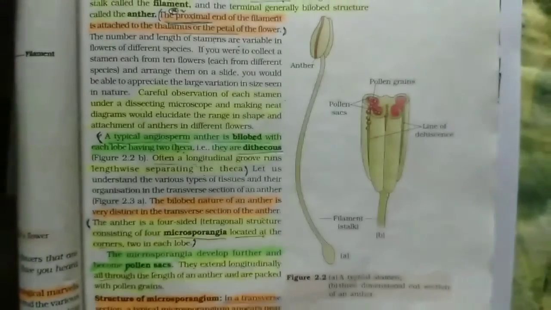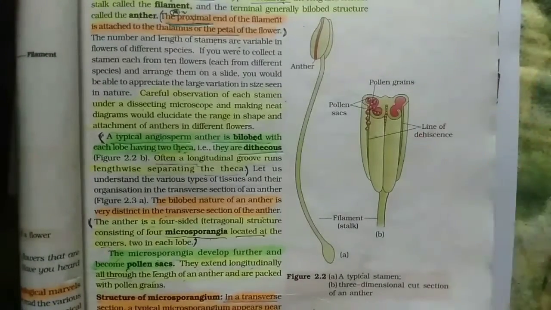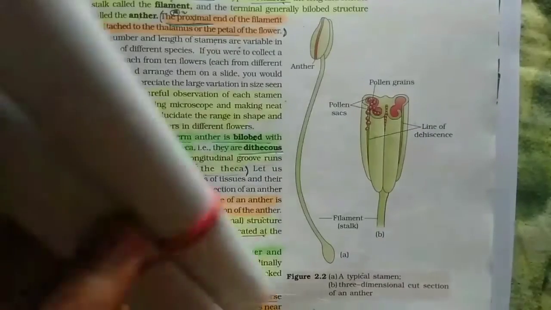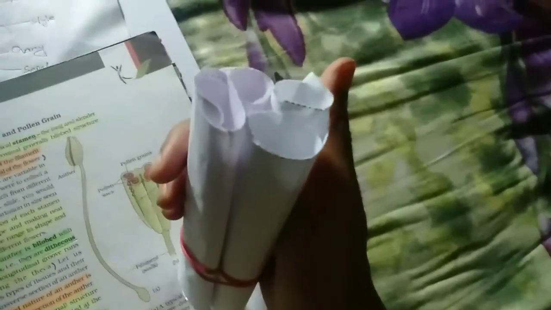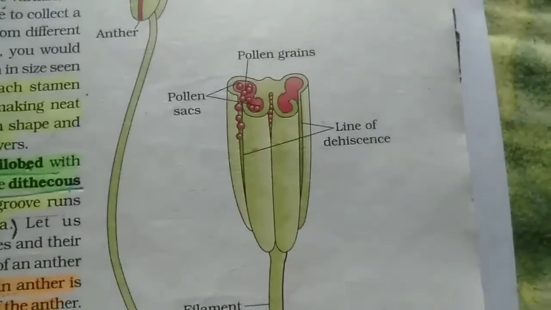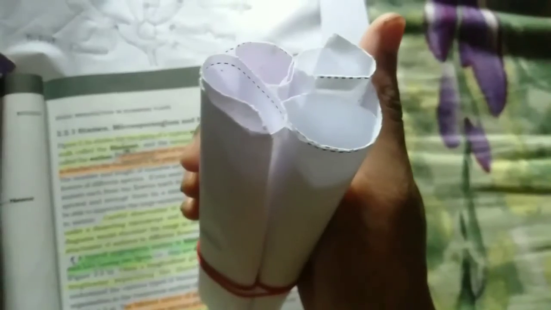Here, if you carefully see, this part is in this way. This part is in this way. Here, see it. This part is in this way. Okay, so the dithecus problem is solved. Dithecus and four theca problem solved.